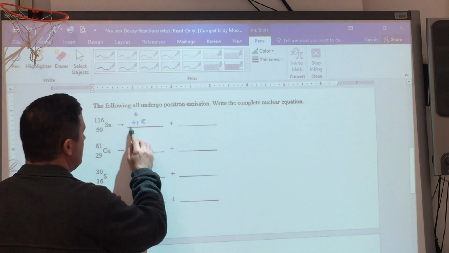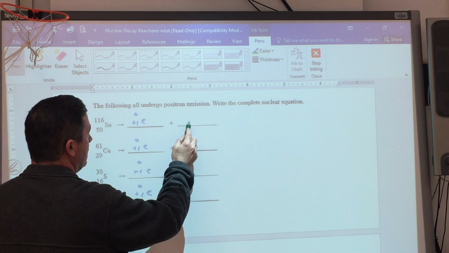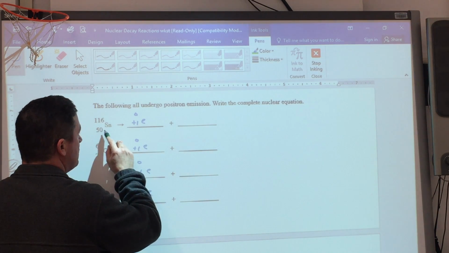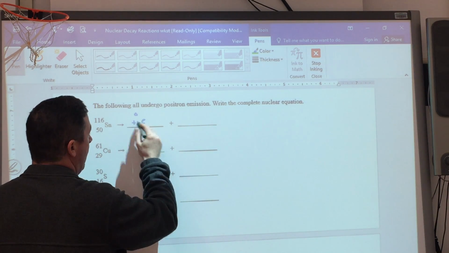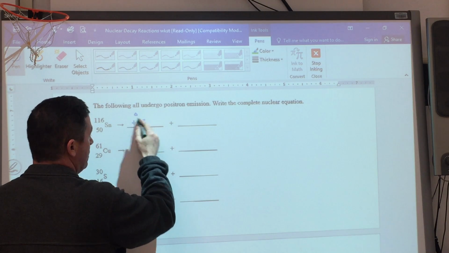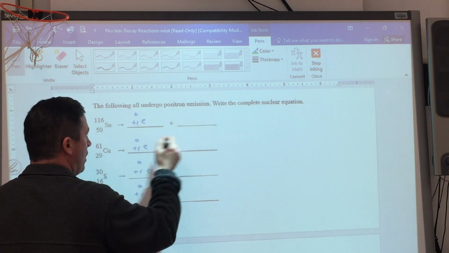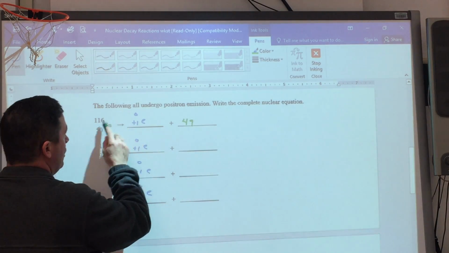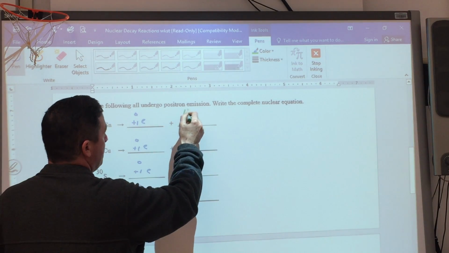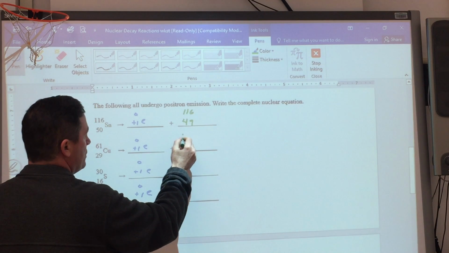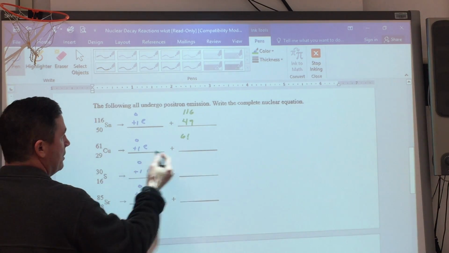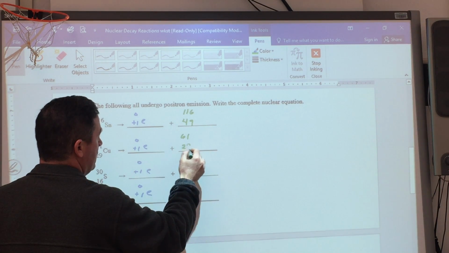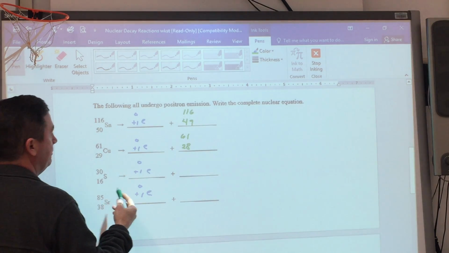So in this case, since these are positive, this number here has to be 1 fewer than what we started with. So this is 49. So 49 plus 1 is 50. No change in mass, so the top numbers are going to be the same all the way across. So 61, this must be 28. 28 plus 1 is 29.